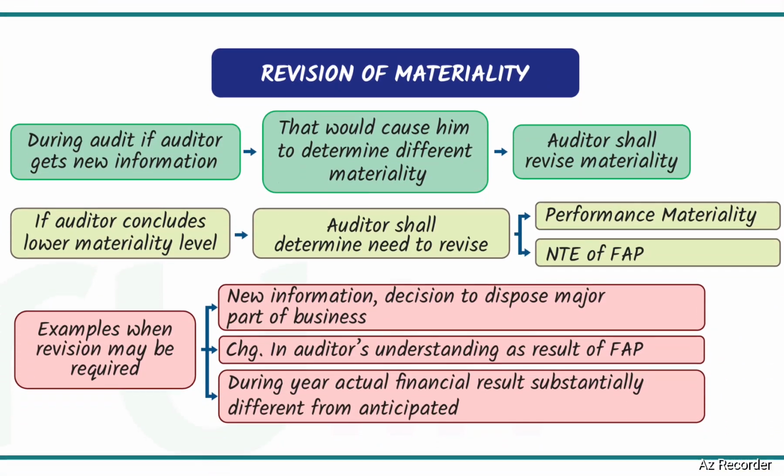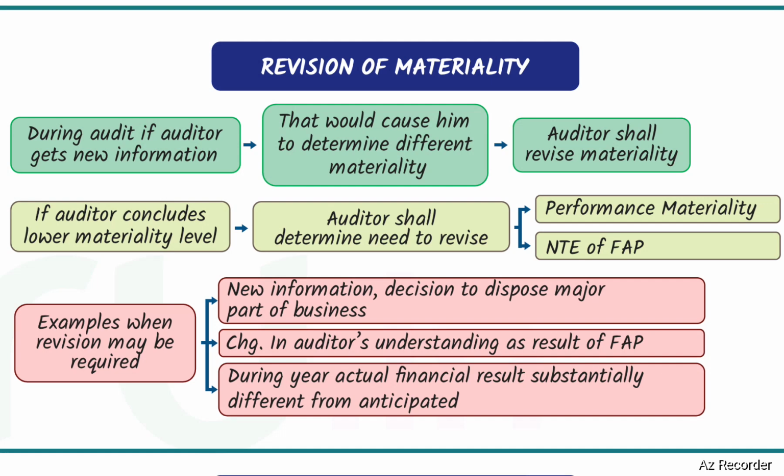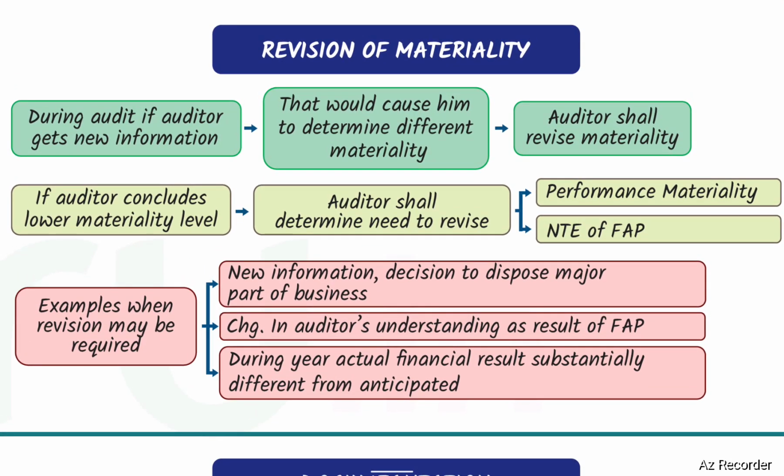Revision of materiality. During the audit, if the auditor gets new information that would cause him to determine a different materiality, the auditor shall revise materiality. If the auditor concludes a lower materiality level, the auditor shall determine the need to revise performance materiality and the nature, timing and extent of further audit procedures. Examples when revision may be required: new information, such as a decision to dispose of a major part of the business, or a change in the auditor's understanding or as a result of further audit procedures.